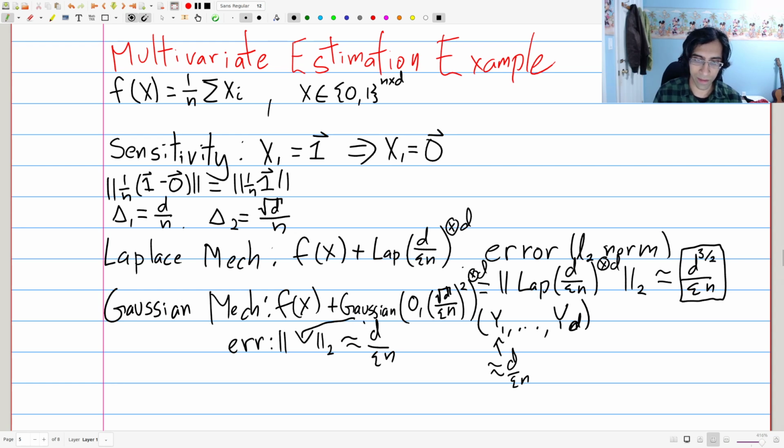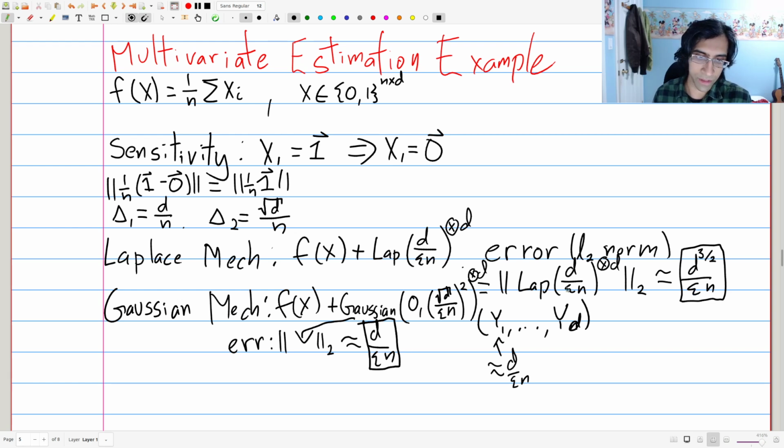These were a lot of calculations, but let's see what we concluded. For the same problem, privatizing the average of a bunch of bit vectors, if we use the Laplace mechanism, we would introduce L2 error of magnitude roughly d to the 3/2 over epsilon n.